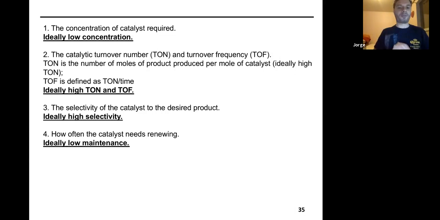And the fourth point is how often the catalyst needs renewing. Ideally, you want to use the catalyst more than one time, so what we look for is low maintenance. The catalyst can be recycled for several cycles.